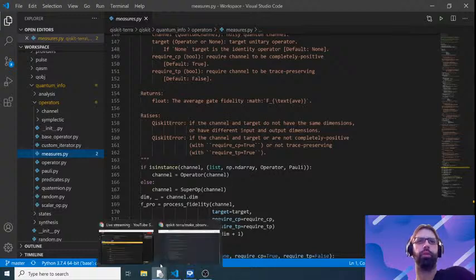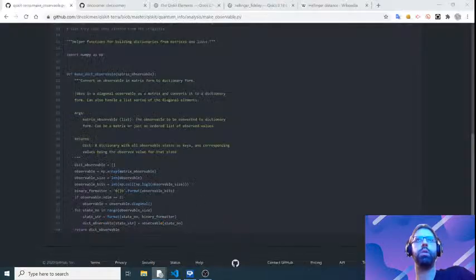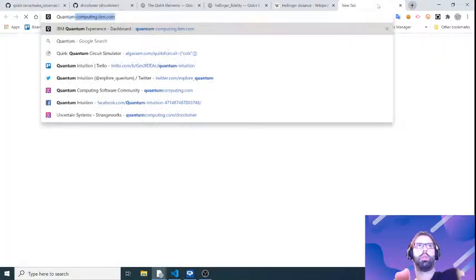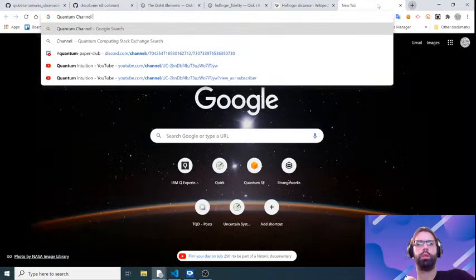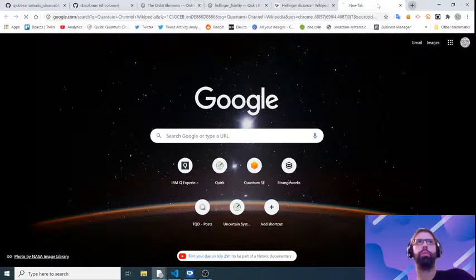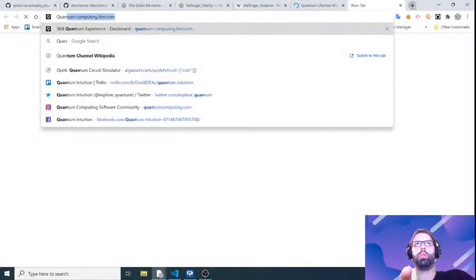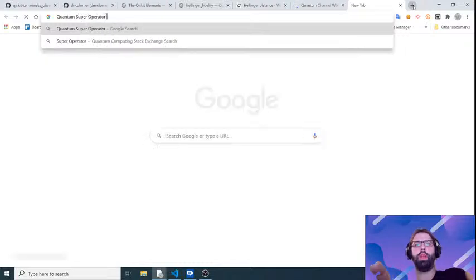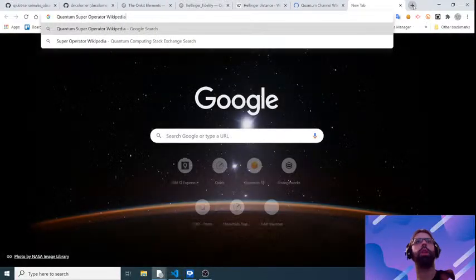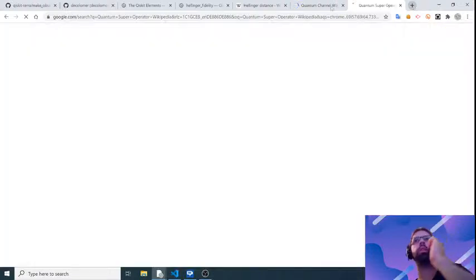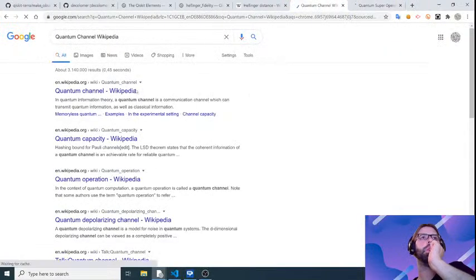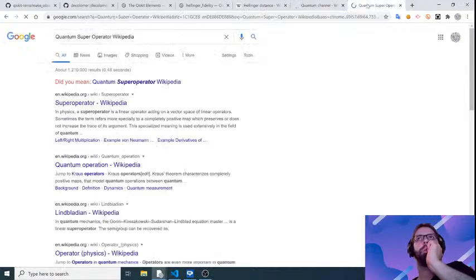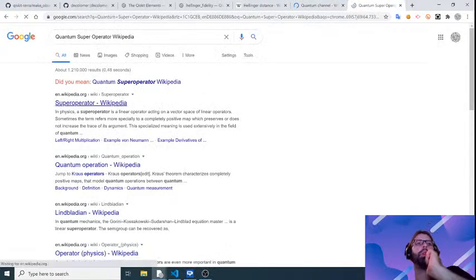Operator and super operator. Quantum channel. Wikipedia. We're going to do quantum super operator. Wikipedia. So these are things to explore, definitely. Quantum channel, super operator.